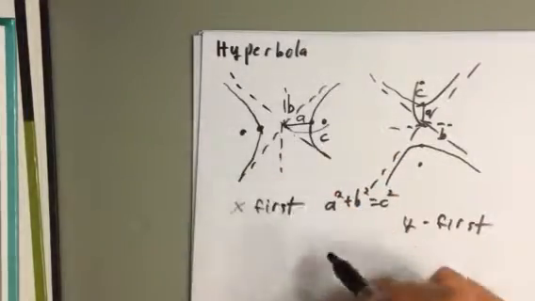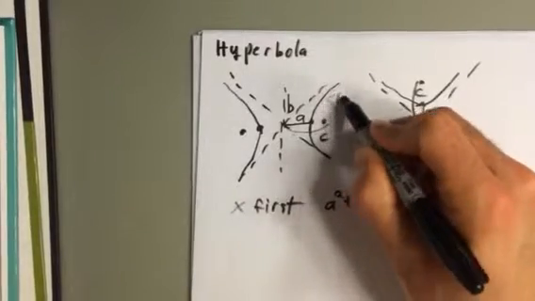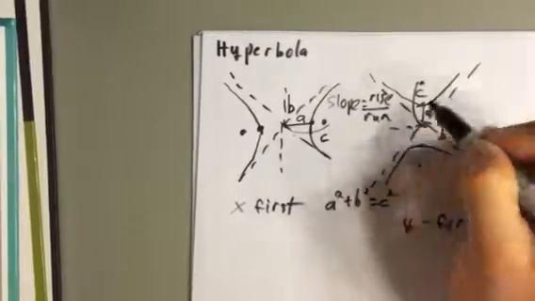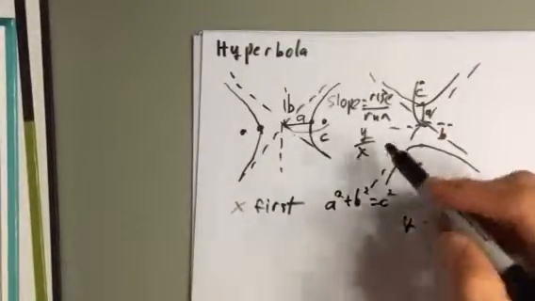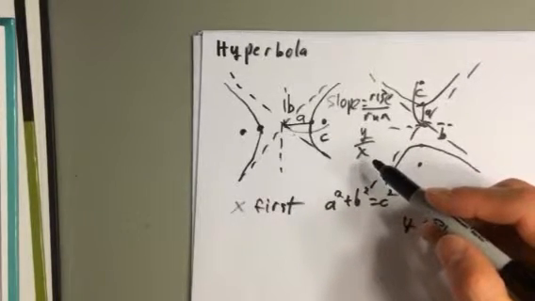Remember, we need to be thinking about slope, and remember that slope is rise over run, and so that's going to be the y over the x of the radii. So whatever the y radius over whatever the x radius, that would give you the asymptote equation.